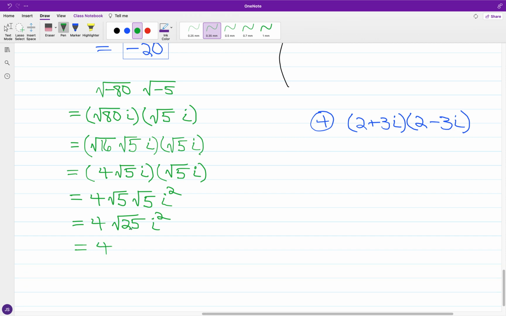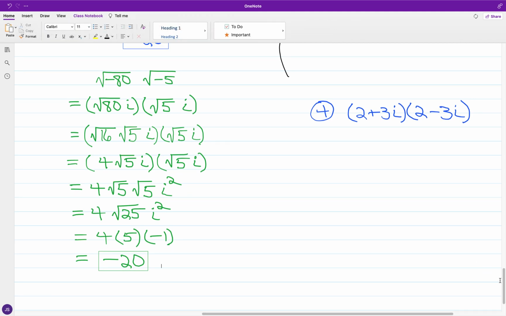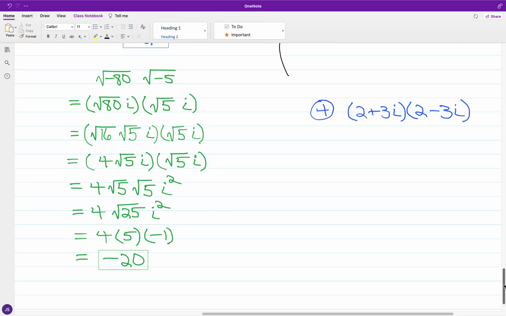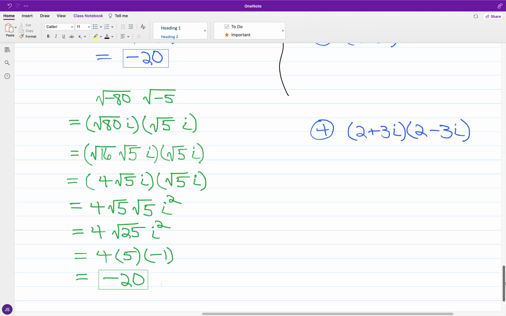So you've got 4, and the square root of 25 is going to be 5. i squared we have as negative 1. And in the follow through, 4 times 5 is 20. In turn, 20 times negative 1 is going to be minus 20. So you have a slightly different pathway in comparison to the first approach, but it's still also a correct route where you also come out to the result of negative 20.